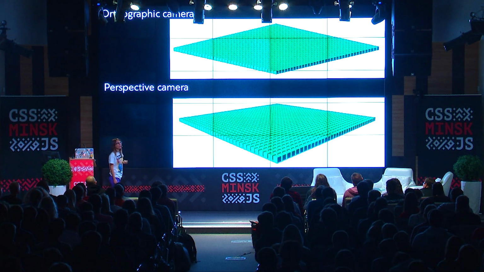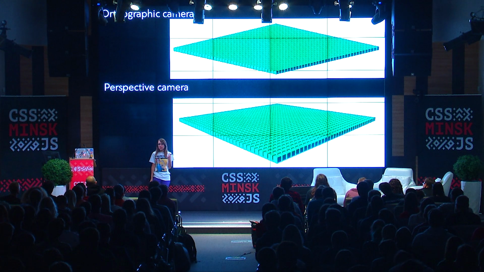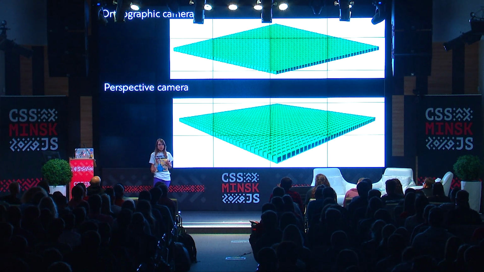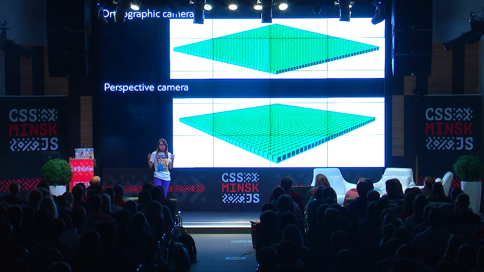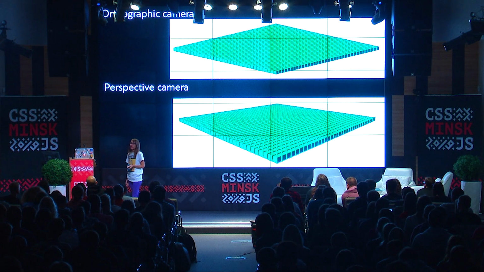And next, what I should tell you is about the camera, because there are always two main cameras in the 3D world. It's the perspective camera, when you see everything like we see, and the orthographic camera. You see the difference: with the perspective camera, we see far objects as small ones. And with orthographic, everything is the same. It doesn't matter where it is.